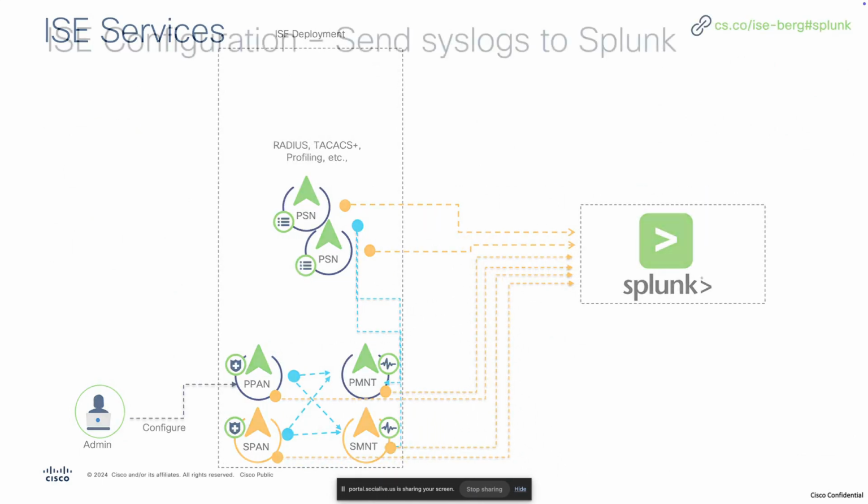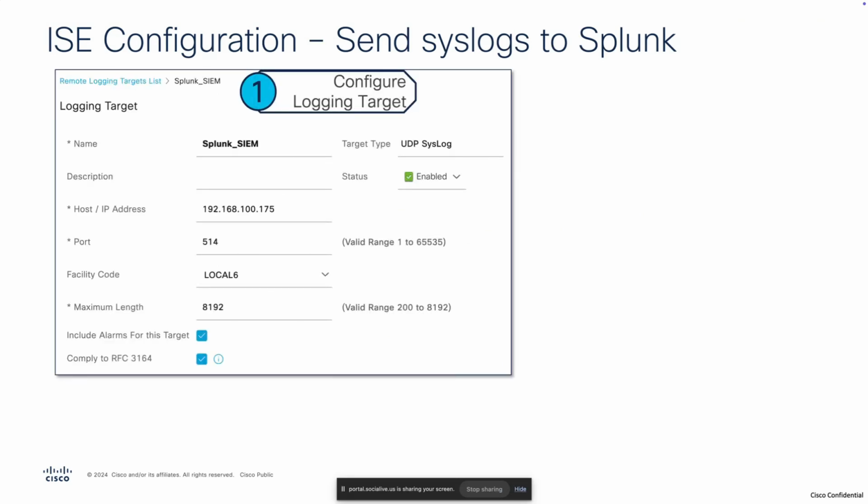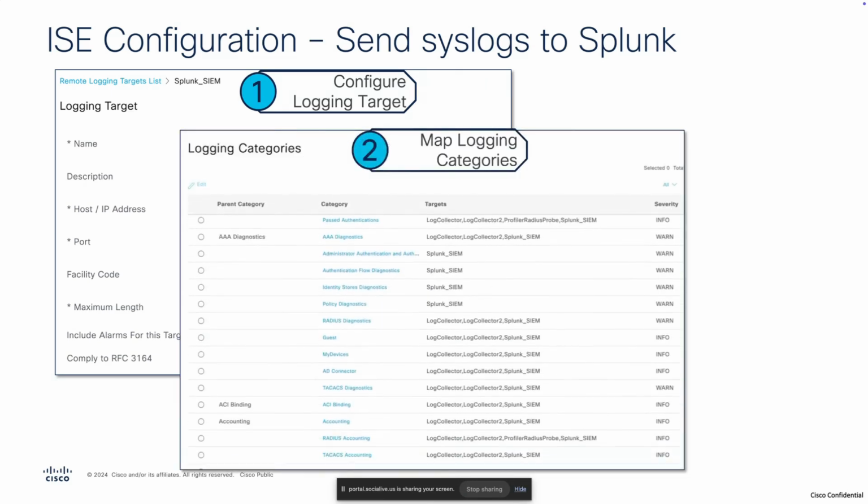Now, with that in mind, how do I configure it? It's really 3 steps, but in fact, it's only 2 steps basically. So you might have to actually configure a logging target for the Cisco ISE to send the events to, a Splunk in this case. The second one is to map the logging categories.